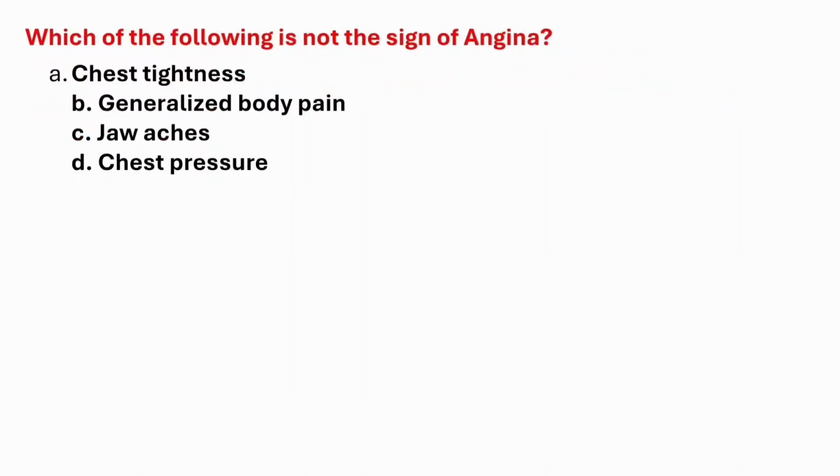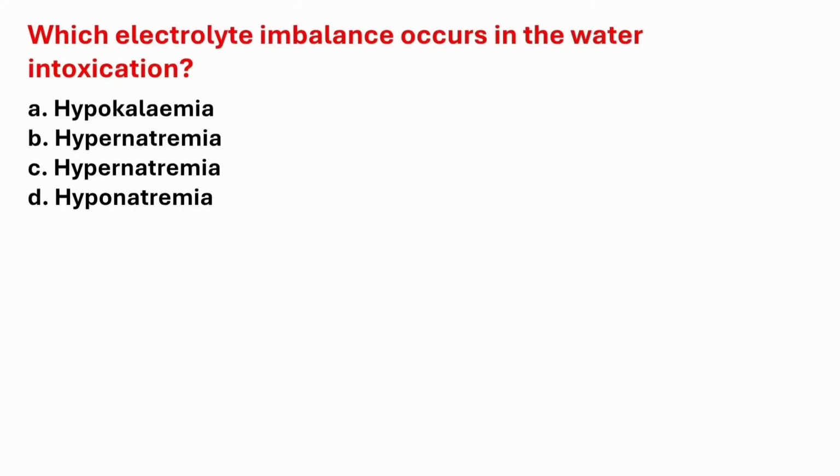Ulnar circulation. Which of the following is not a sign of angina? A. Chest tightness. B. Generalized body pain. C. Jaw ache. D. Chest pressure. The correct answer is B. Generalized body pain. Which electrolyte imbalance occurs in water intoxication? Option A. Hypokalemia. Option B. Hyperkalemia. Option C. Hypernatremia. Option D. Hyponatremia. The correct answer is C.